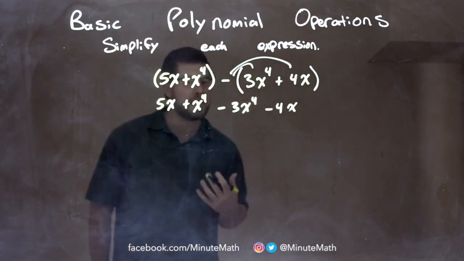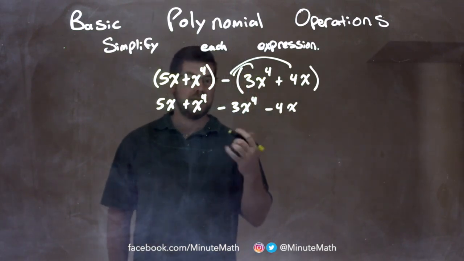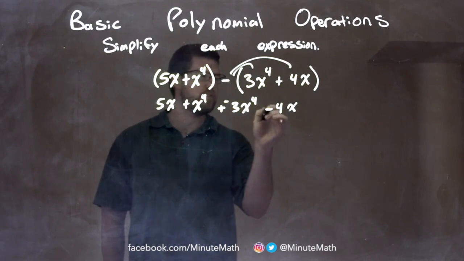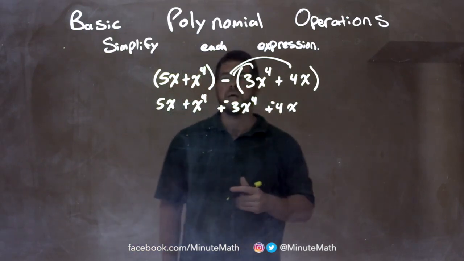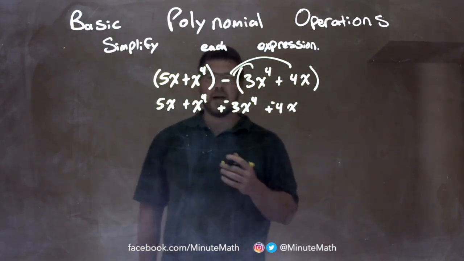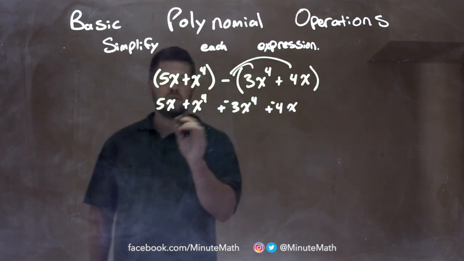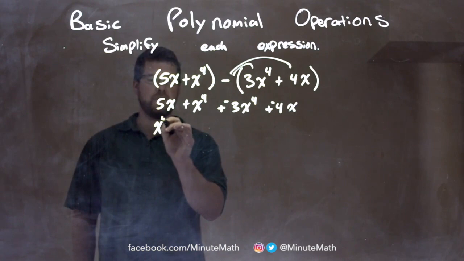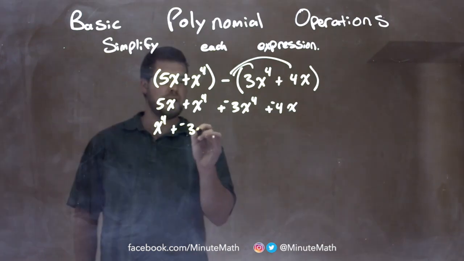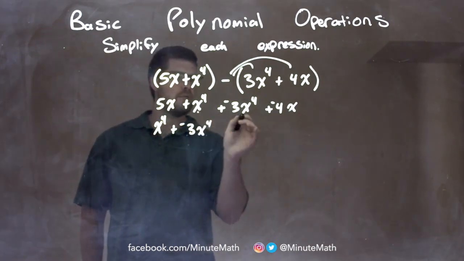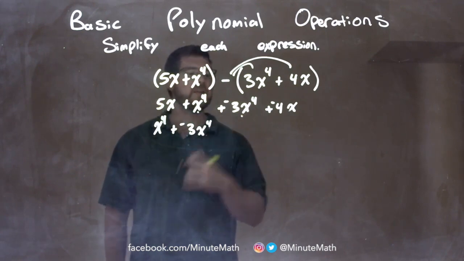Now if you're like me, I like to see this as plus a negative. So I have plus and negative. That's the way I like to look at it. So now I'm going to bring my like terms together. Well, my highest degree is x to the 4th, I see the 4th power. So let's rearrange that. We have x to the 4th here plus a negative 3x to the 4th. And sometimes I put little dots underneath to show that I've brought that term over.